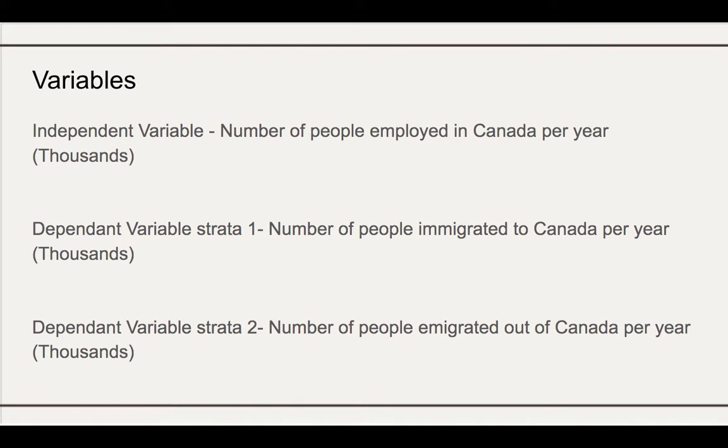The independent variable for my research data is the number of people in thousands employed in Canada per year, and my two dependent variables were the number of people in thousands who immigrated to Canada per year as my strata 1 variable, and the number of people, again in thousands, who emigrated out of Canada per year as my strata 2 dependent variable.